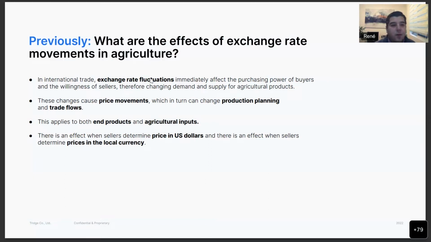Okay, so why are exchange rates important for agri-commodity buyers and sellers? Basically because they can impact our bottom line. Exchange rate fluctuations can impact the purchasing power of buyers and the willingness of sellers. This can change the real price of any product and affect production planning and trade flows. Of course, this applies to both agri-products and the inputs to grow or harvest them. The effects of volatility change depending on whether the price of my product is in US dollars or in the local currency.